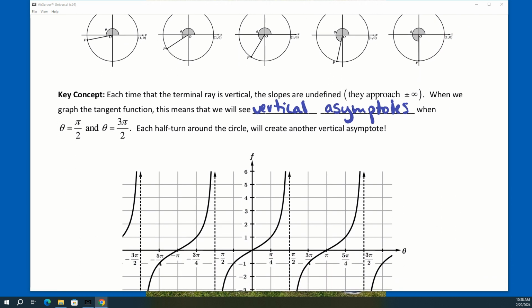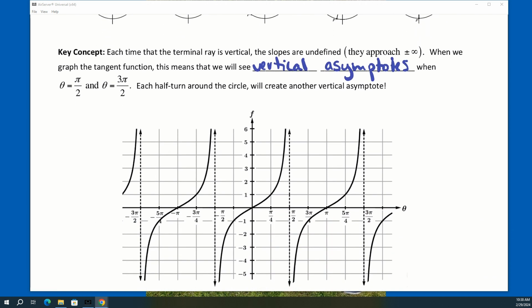When theta is equal to pi over 2 or 3 pi over 2, and then each half turn around the circle, we're going to get another vertical asymptote. So this is going to just repeat that pattern over and over and over again.